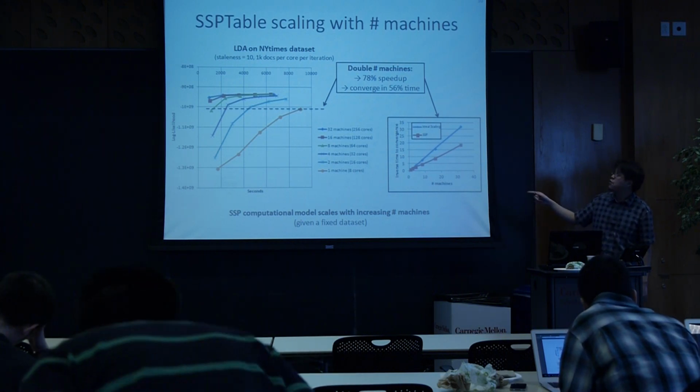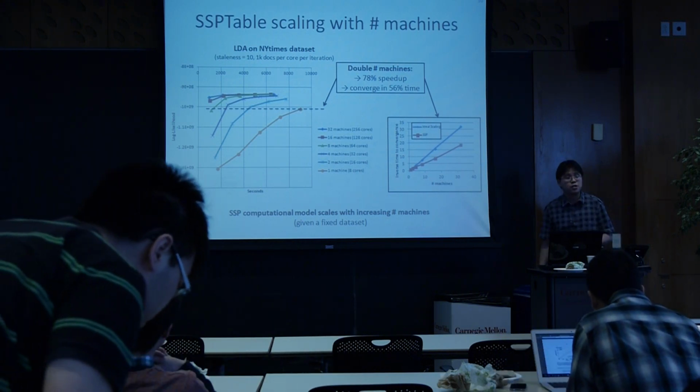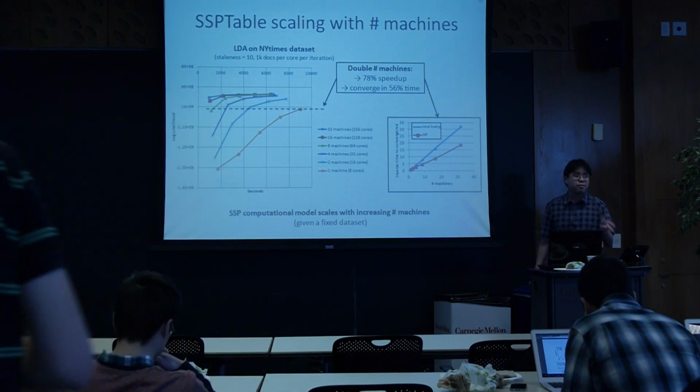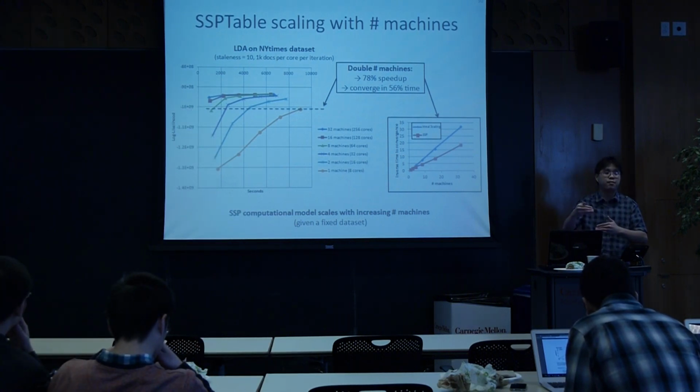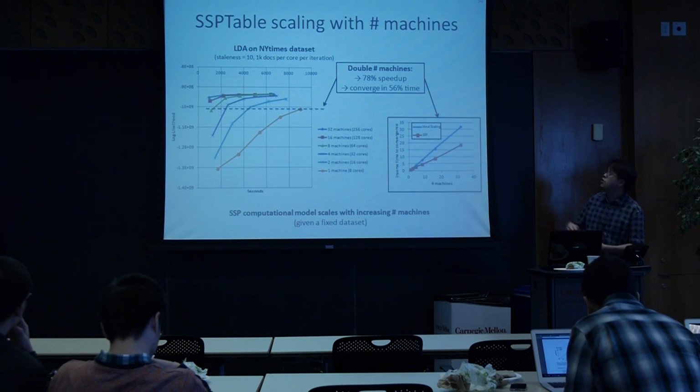Roughly speaking, what the graph shows is that when you double the number of machines on the system, you get about 78% speed up. Ideal is 100% speed up, right? You double the number of machines, you'd hope to get 2 times the progress. In practice, you get about 1.78 times. You take the inverse of that, that's basically saying you converge in 56% of the time.